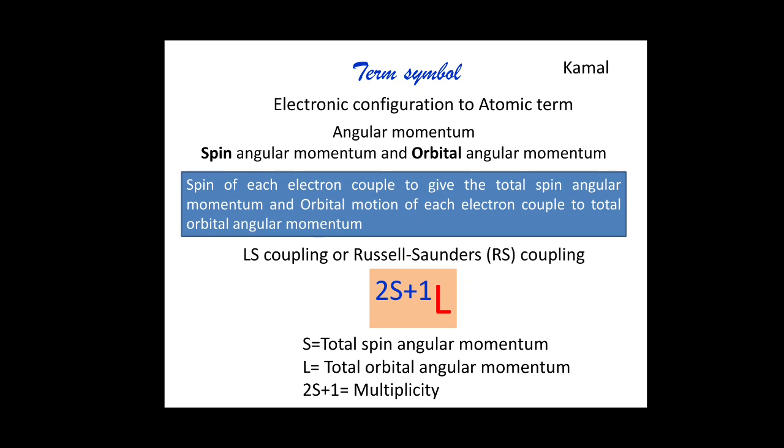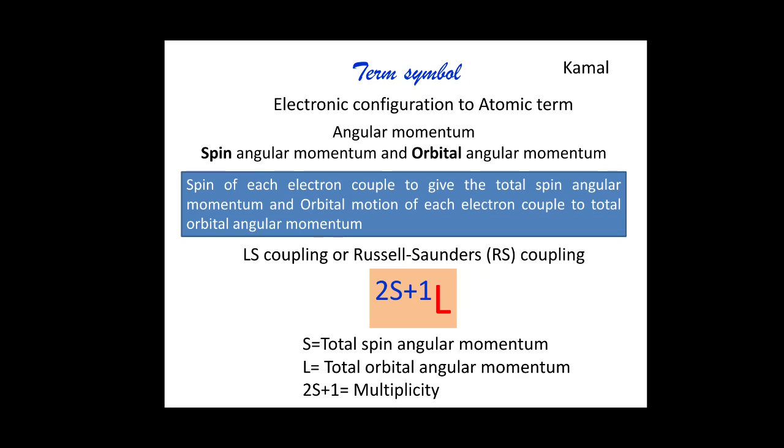This is a very important topic and it finds application in magnetism and spectroscopy mainly. So this is a transition from electronic configuration to atomic term. In order to know about the terms, we need to know about the angular momentum. So there are two angular momentums, spin angular momentum and orbital angular momentum.